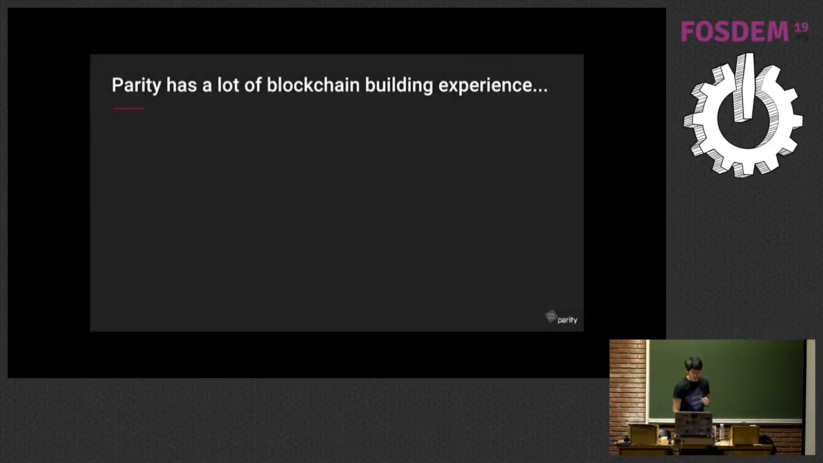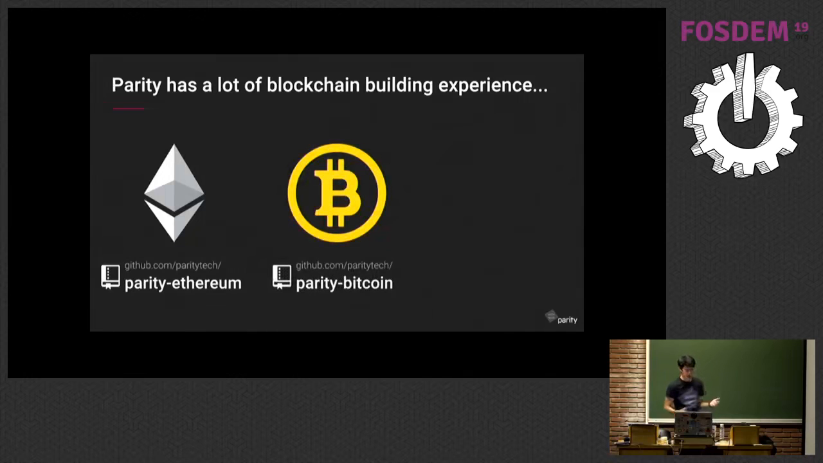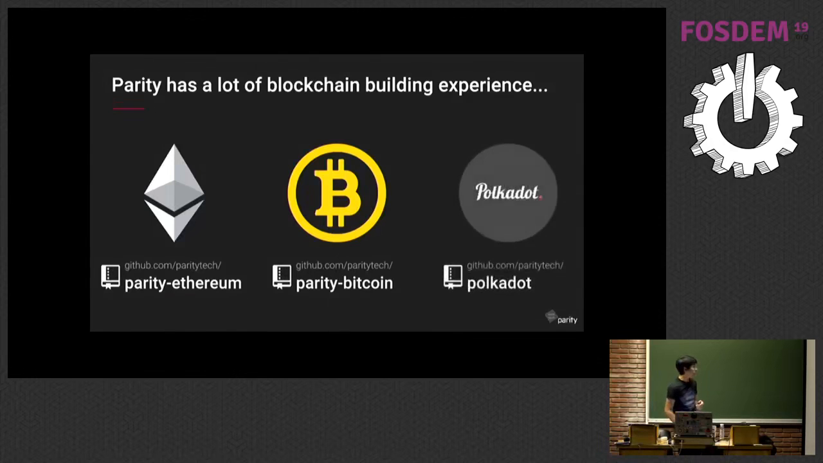On the other hand, Parity has a lot of blockchain building experience. We've built Parity Ethereum, which is probably what we're most known for. It comprises about 30% of the main Ethereum network and is used by enterprises like Microsoft and Google. We also have Parity Bitcoin, which is a robust modular client for miners, and it works on Bitcoin and Bitcoin Cash network. And then we're also working on a client implementation of Polkadot.